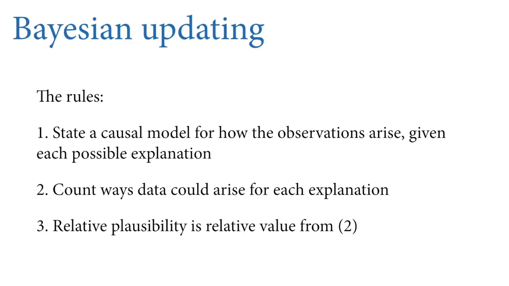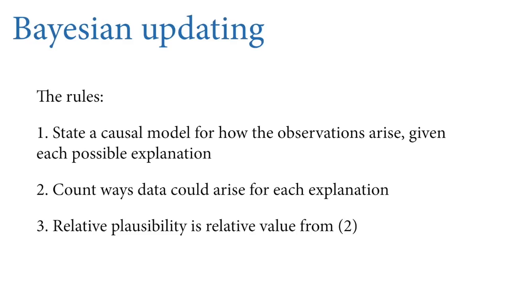Second, you count the ways the data could arise for each explanation using the assumptions you made in step 1. And then 3, relative plausibility is the relative value from 2. And what do we do with these relative plausibilities? Well, lots of things. They're used for inference, and we'll see lots of examples of that going forward.